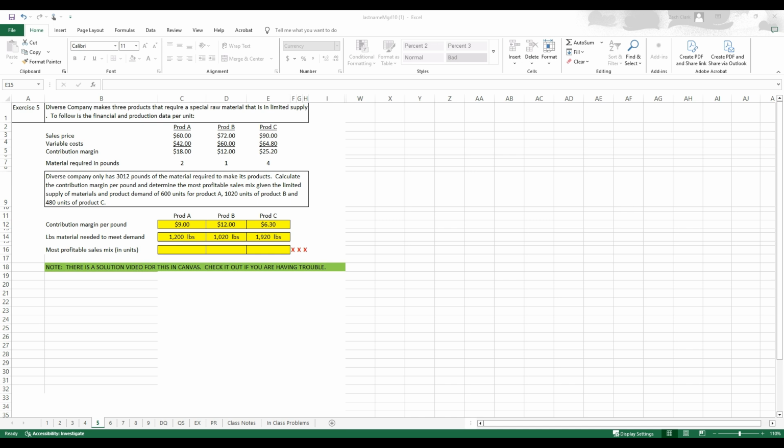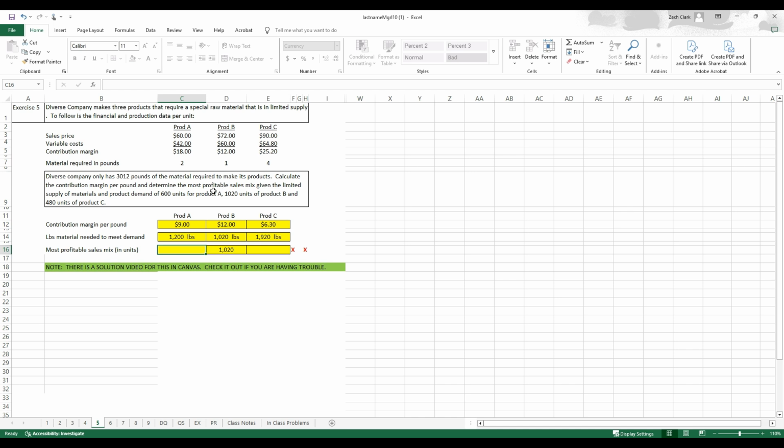Okay, so now we can see what our maximum is. Let's max out our most profitable item first, given that we have a limited amount of materials, right? So we definitely want to produce as much as we can to meet demand for product B. Then we'll move down the line to the next most profitable product, which is product A, and it's going to take 1,200 pounds.